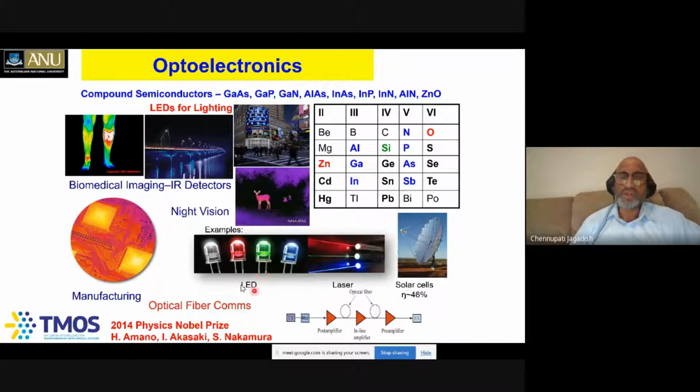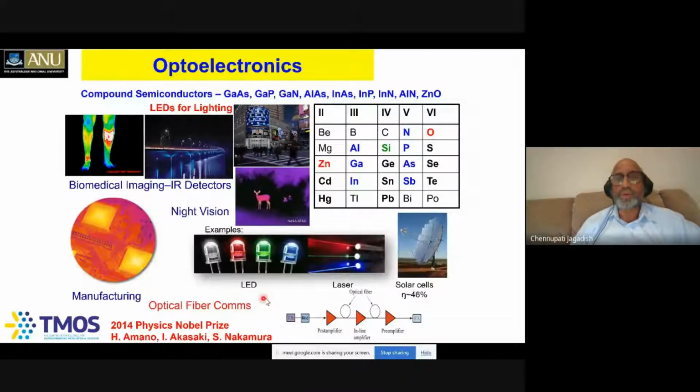The materials which are used for making LEDs could also be used for making lasers, for example. The same materials could also be used for detectors, for example, infrared detectors, and for night vision applications, and also biomedical imaging applications, and also manufacturing applications as well.